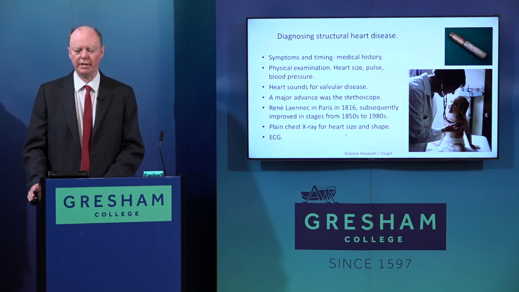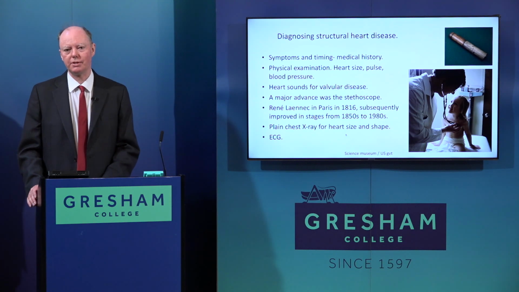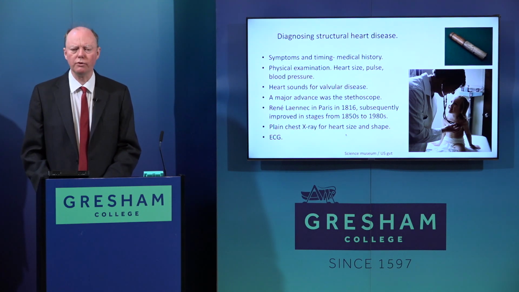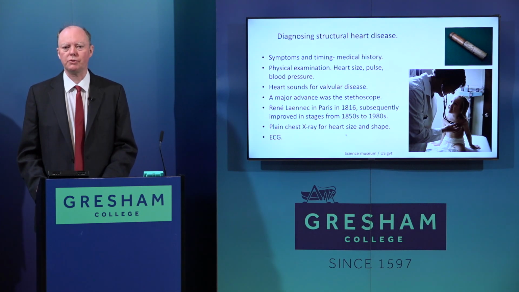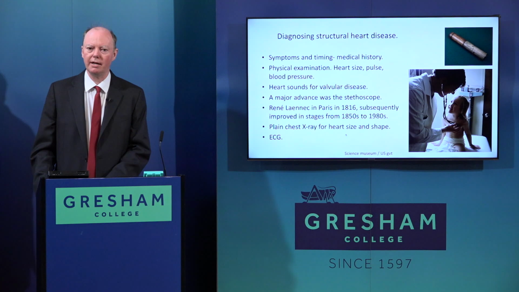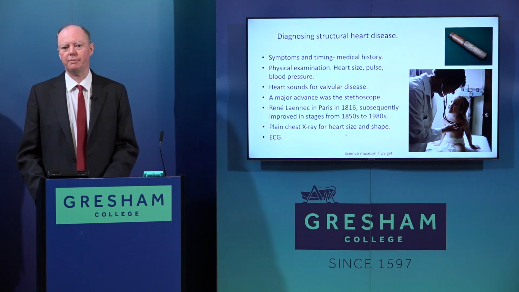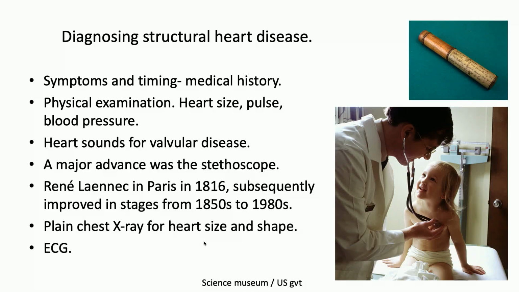And this will include the heart size, the pulse, and the blood pressure. And then for valve disease, additionally, doctors will listen with a stethoscope. Now, the creation of the first stethoscope was a major advance. Until then, doctors had to try and listen to the front or back of the chest, just putting their ear against someone's chest. But the first stethoscope was produced back in 1816 and has been steadily improved on ever since then. And one of its principal functions is to give heart sounds, which give information about heart valve function.